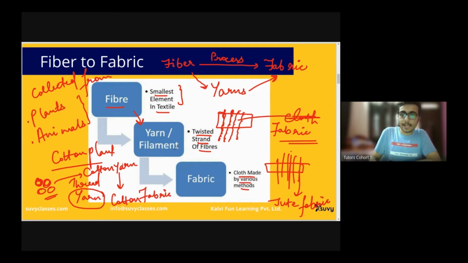Okay, so as I said, yarn, it's also known as filament, will be used to make the fabric.